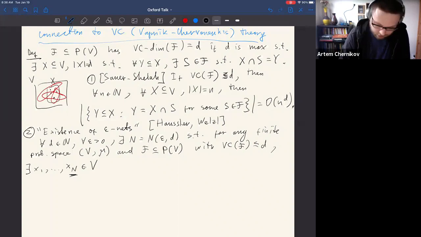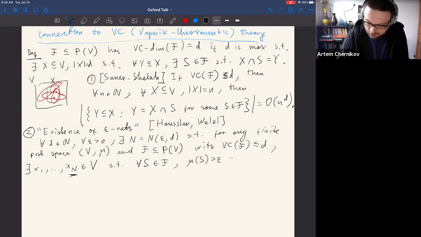such that for any set S in the family F, if the measure of the set is at least epsilon, or greater than epsilon, then one of these points belongs to the set. So xi belongs to S for some i.